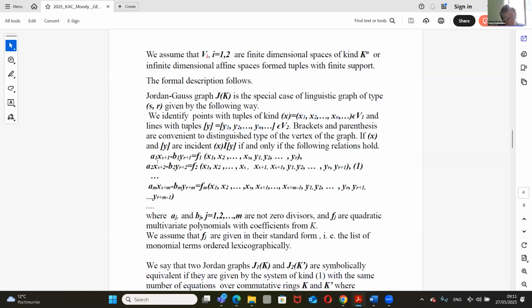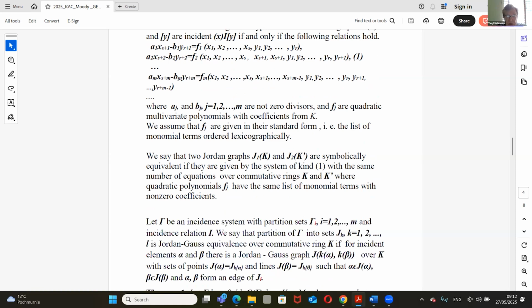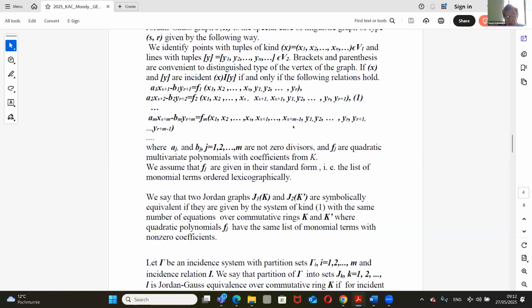These parameters a_i, b_i are supposed to be non-zero divisors, so regular elements of the ring. And if the f_i are quadratic multivariate polynomials, then if we specialize x1, x2, ..., xs as some parameters p1, p2, ..., then the neighbor of a point will be given by a linear equation, because we will have linear forms after the specialization, and it's already in row echelon form. We refer to these graphs as Jordan-Gauss graphs.